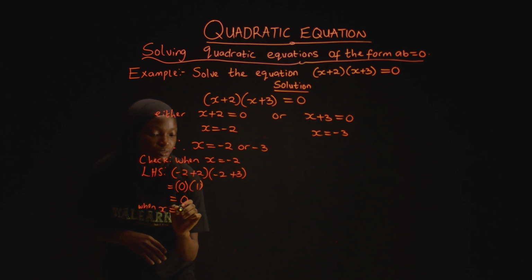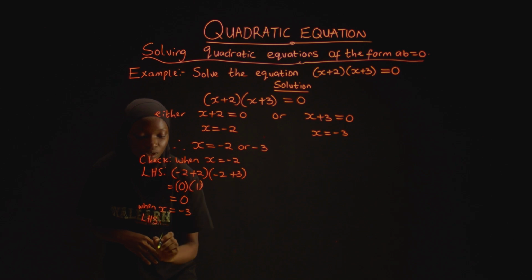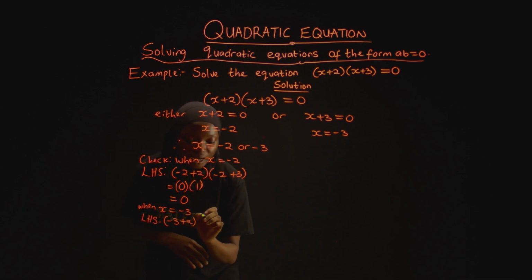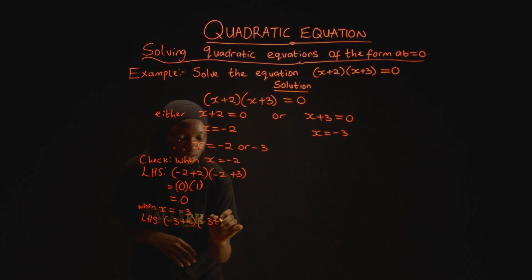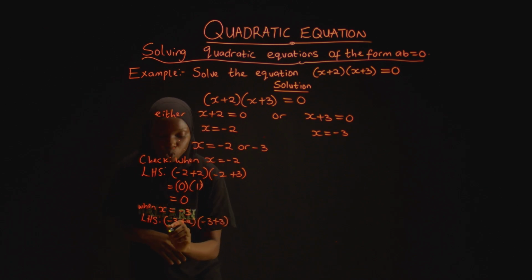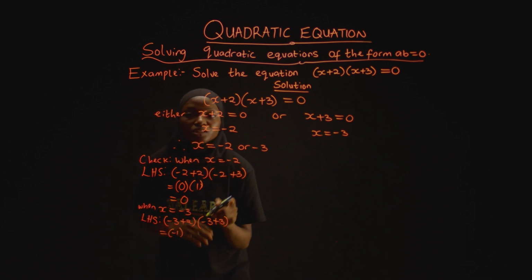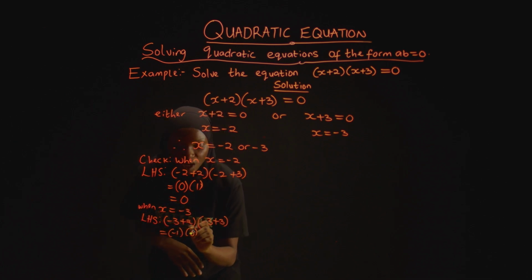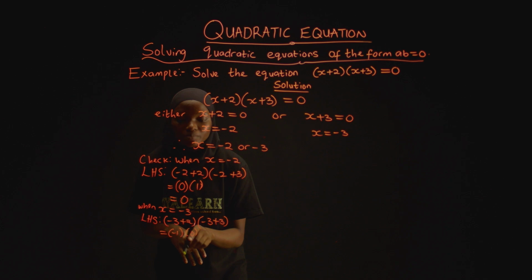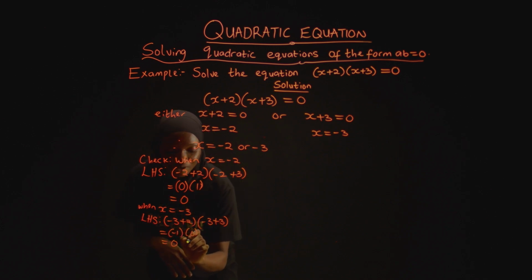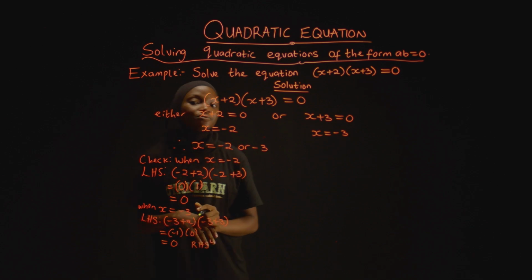Also, when x equals -3, let's substitute it inside. We'll have -3 + 2 at this side, and at this side we'll have -3 + 3. So here -3 + 2, we'll be having -1, and here -3 + 3, we'll be having 0. And when you multiply them together, -1 multiplied by 0, that gives us 0, which is the right hand side. And that means the value we have is correct.